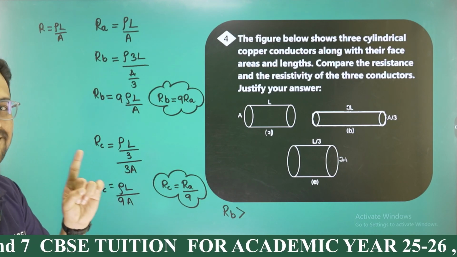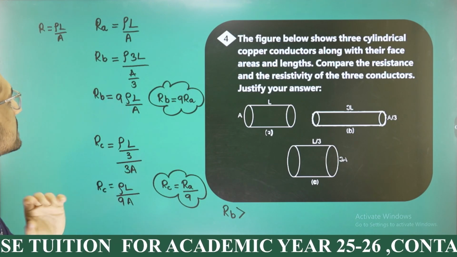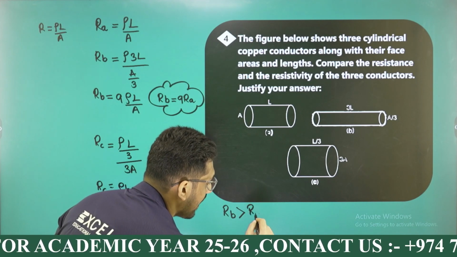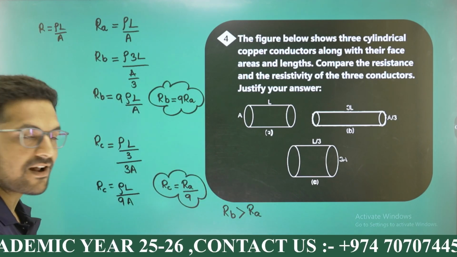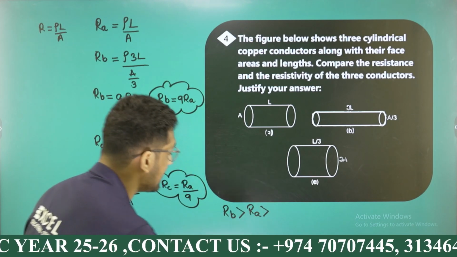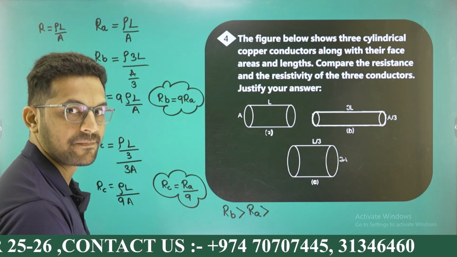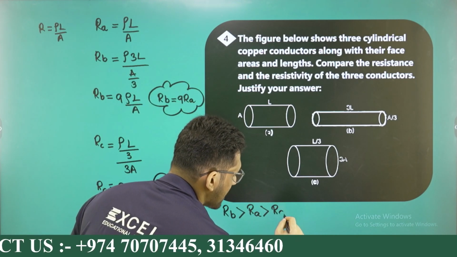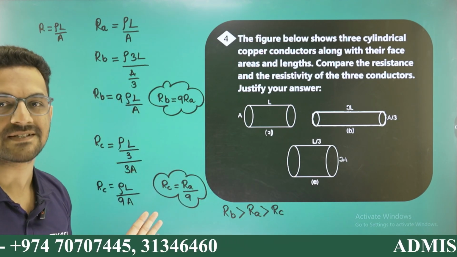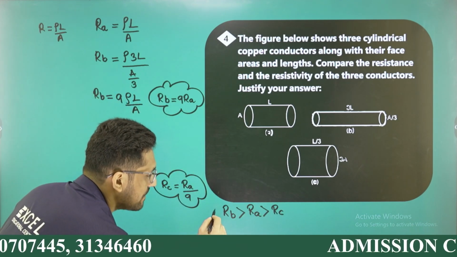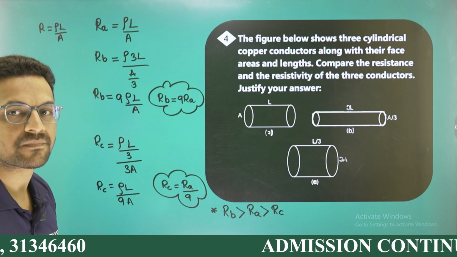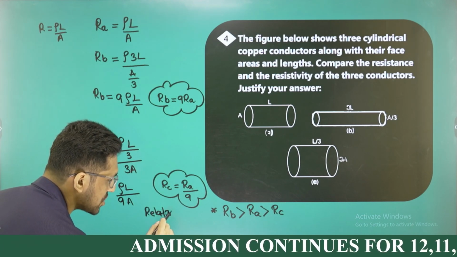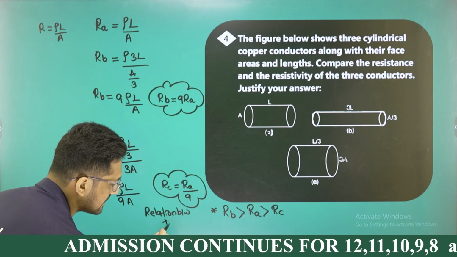What about the next largest resistance? That will be RA. So RB is greater than RA and RA is greater than RC. Right? RA is greater than RC. So RC will be the least value of resistance. This is the relation between the resistances.